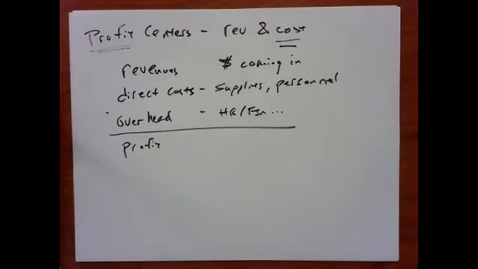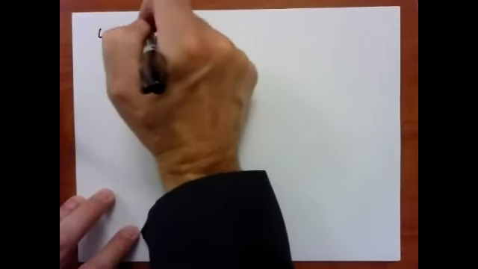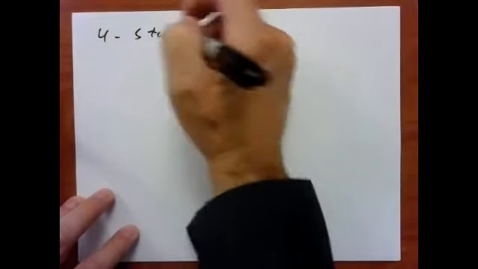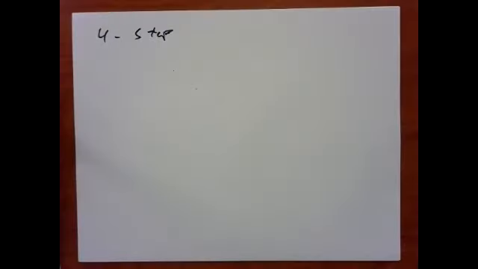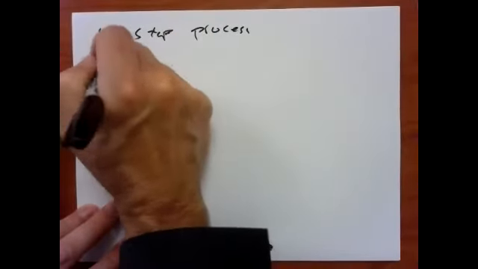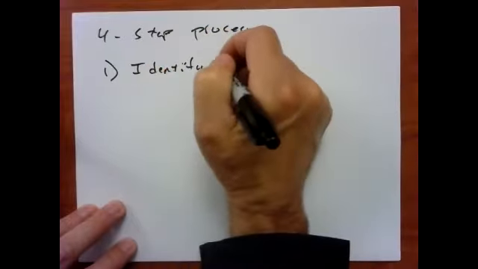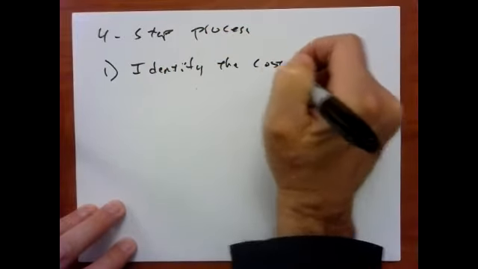All right. So we're going to finally get to this allocation process. The cost allocation process is a 4-step process. You're going to need to memorize these 4 steps. Okay? Step 1 is to identify the cost pool.